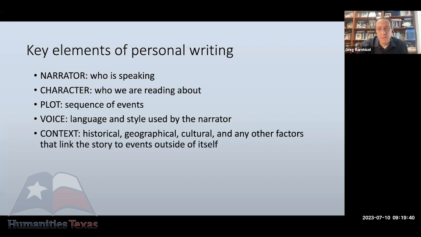And then the context: the historical, geographical, cultural, or any other kinds of factors that link this personal story to events outside of itself. This is a really, really important element of creative nonfiction. I'm not going to say it's not present in fiction, but it's so much more essential for the success of creative nonfiction or personal writing than it is for fiction.